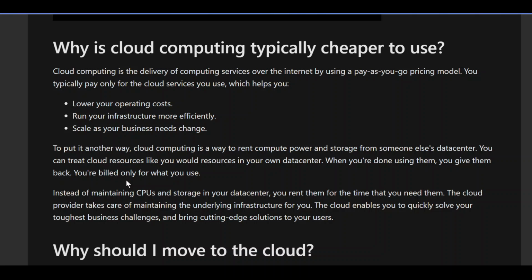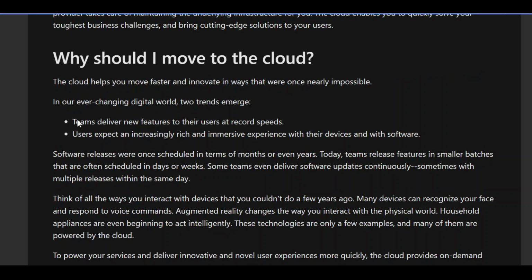Why should I move to the cloud? The cloud helps you move faster and innovate in ways that were once nearly impossible. In our ever-changing digital world, two trends emerge. Teams deliver new features to their users at record speeds. Users expect an increasingly rich and immersive experience with their devices and with software.